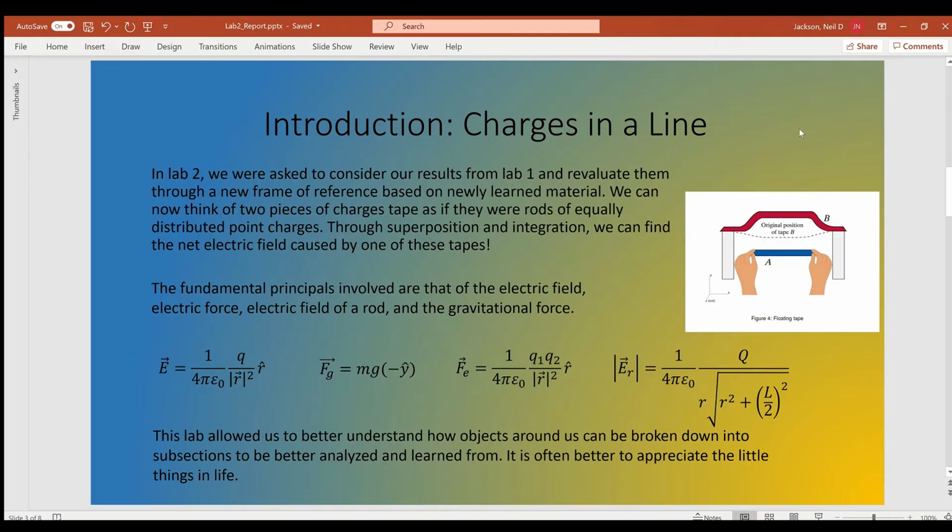So for Lab 2, we know that these two pieces of tape can be represented as a line of charge, which is roughly approximate to a charged rod that we talked about in class. So using that knowledge with superposition, integration, and net electric fields and everything, we can wind up finding a far better estimate for the total charge and forces acting on these tapes. And this lab allows us to gain a much better understanding of how we can, and why we should and why we shouldn't, break down objects into subsections to better analyze and learn from them.